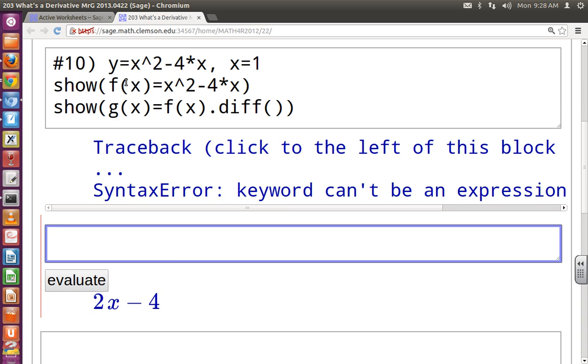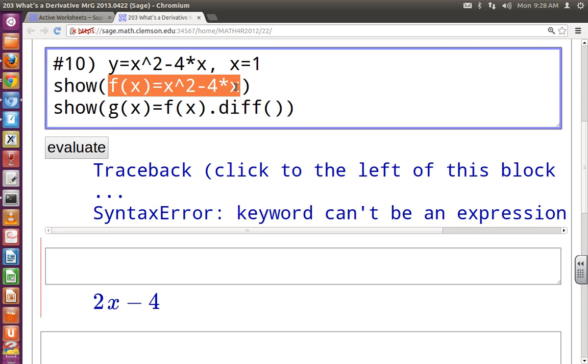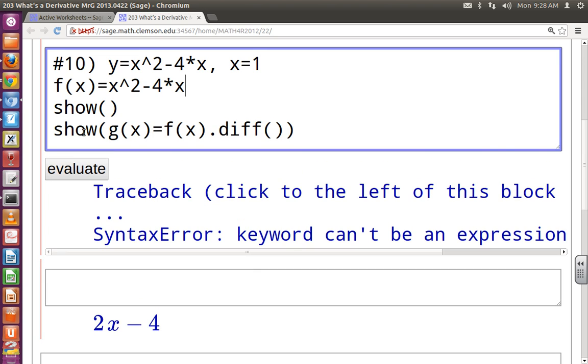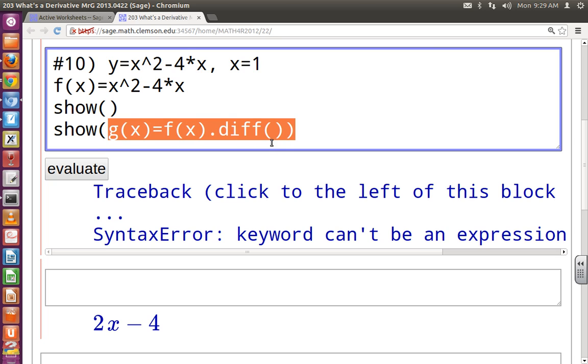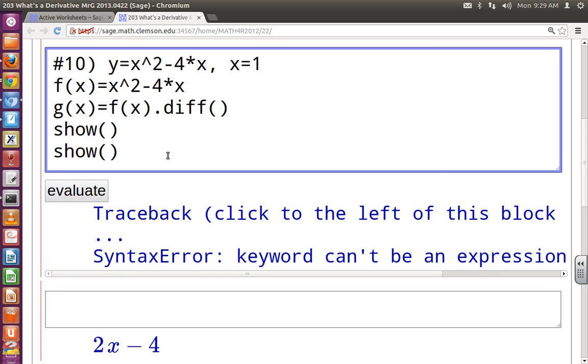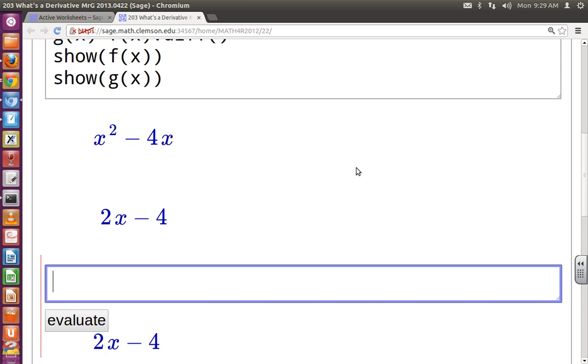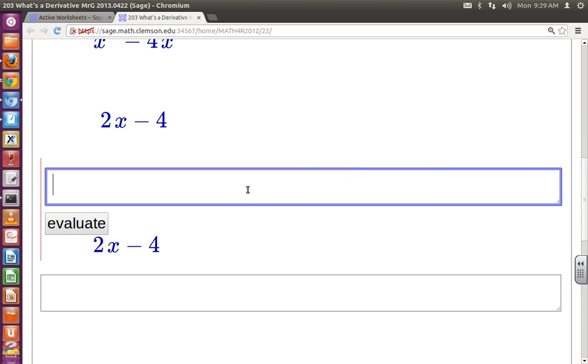Dang it. Wait, hold it. Wait, let me fix this. I'm trying to put this all in one cell so I can do something quick. Hang on. There you go. Okay, so I put that all in one cell.